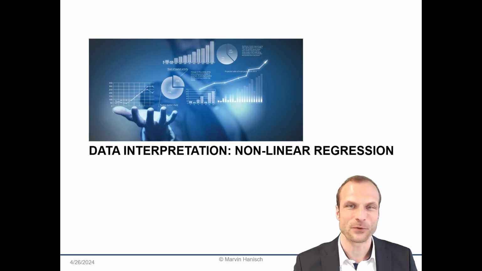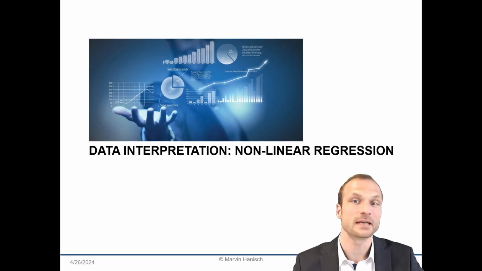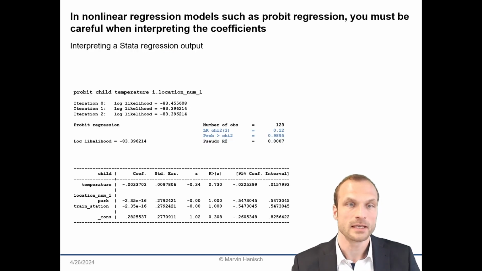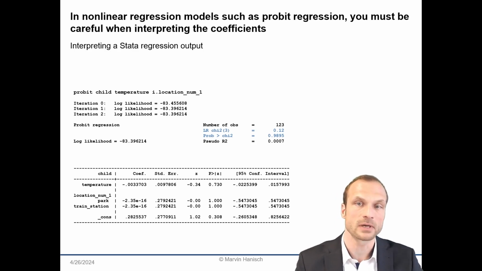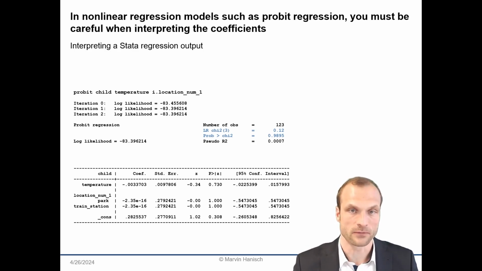In this session, we focus on interpreting the results of a nonlinear regression model, which is different from the case of a linear regression model that we looked at in our previous video. Here we have an example of a probit regression, which is used to predict a binary dependent variable. Let's begin by looking at the syntax of this command.